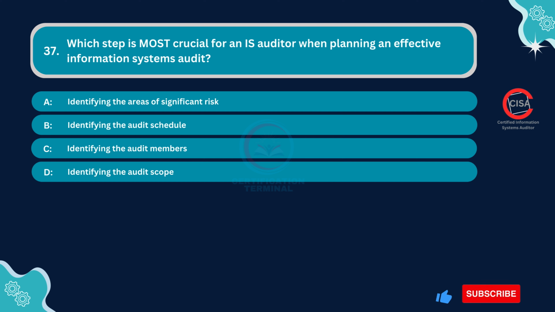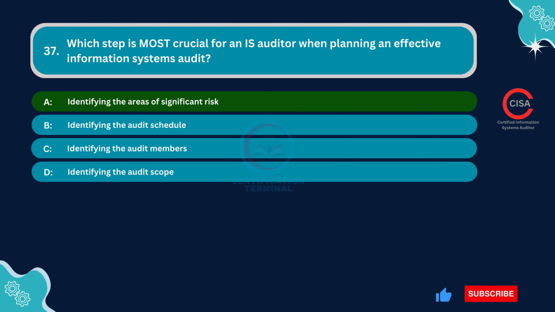The correct answer is Option A. Identifying the areas of significant risk. Identifying the areas of significant risk is the most crucial step when planning an effective information systems audit. It enables a targeted, risk-based approach to auditing that focuses on the most critical areas of concern for the organization's information systems environment.